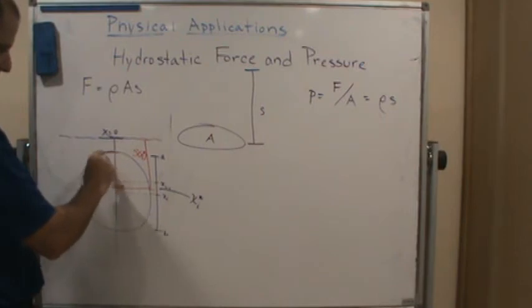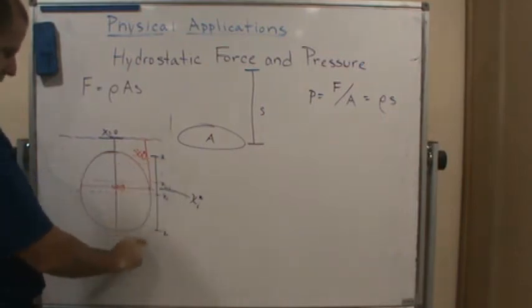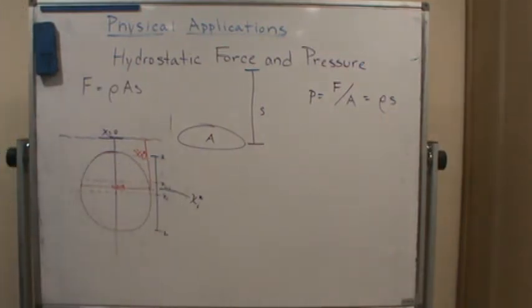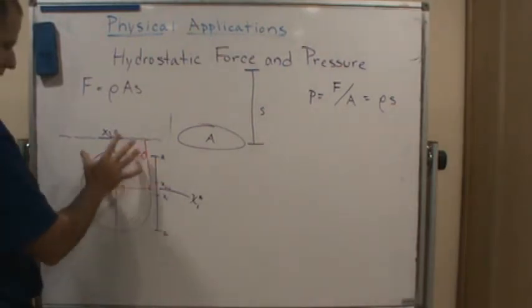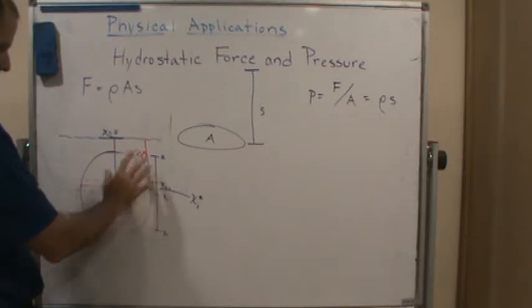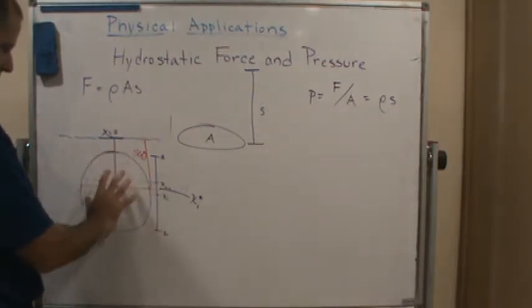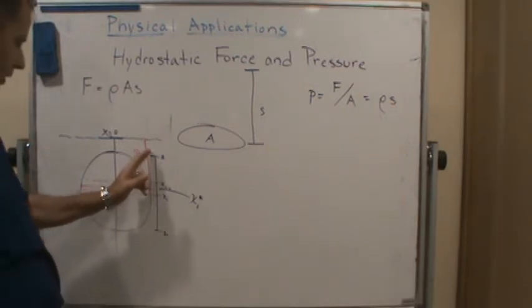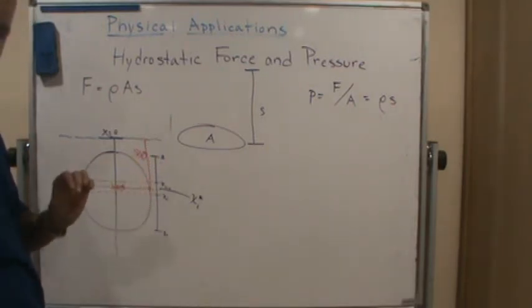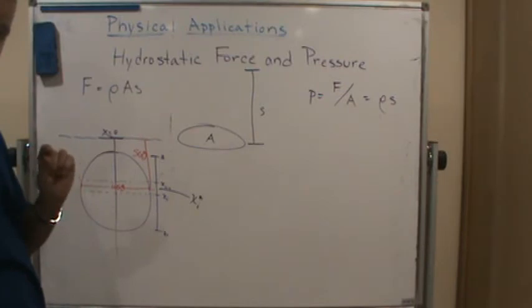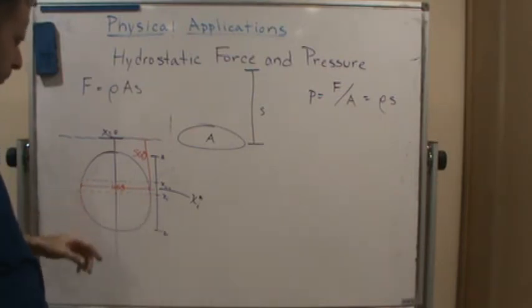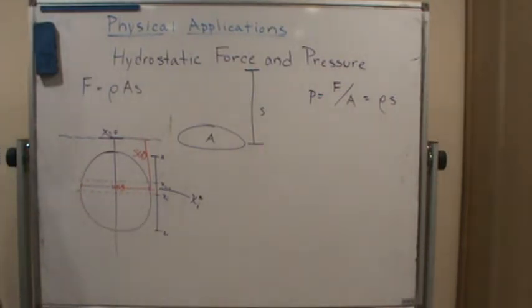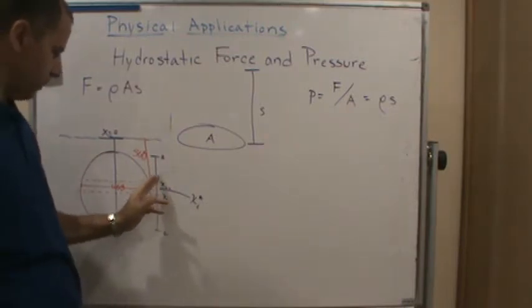So the top edge of the disk starts at A and the bottom edge of the disk ends with B. And so what we want to do is find the hydrostatic force that's on this disk. We're going to subdivide this interval into subintervals, thin strips of the plate. And so we're going to consider one of those subintervals.